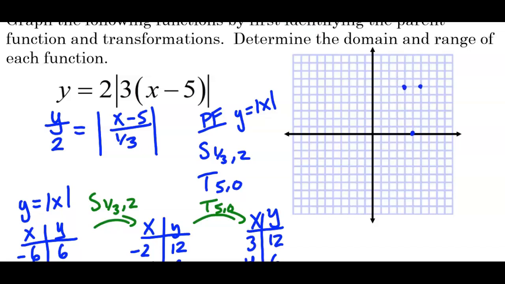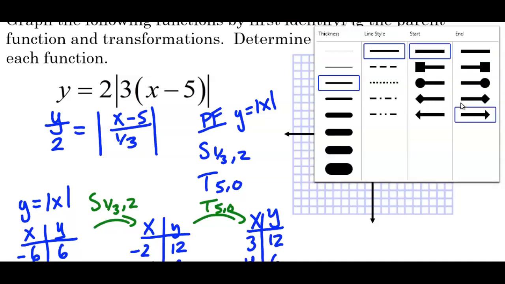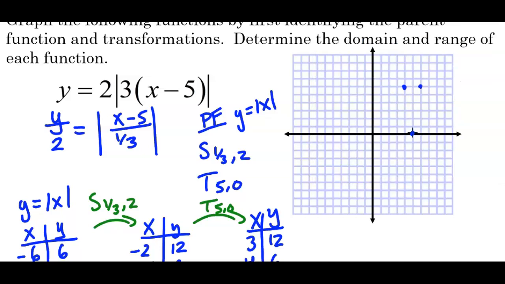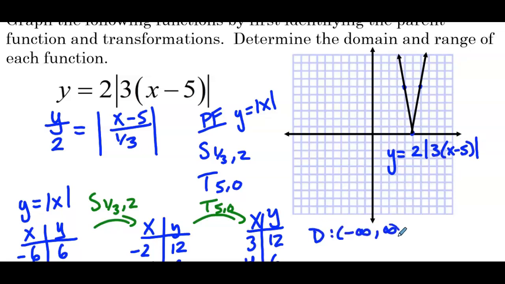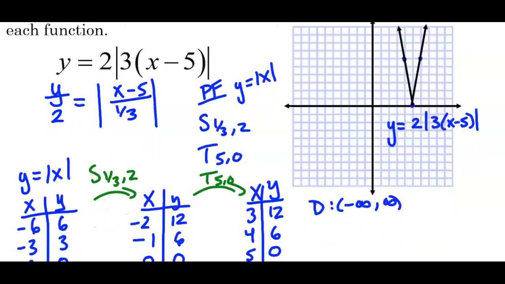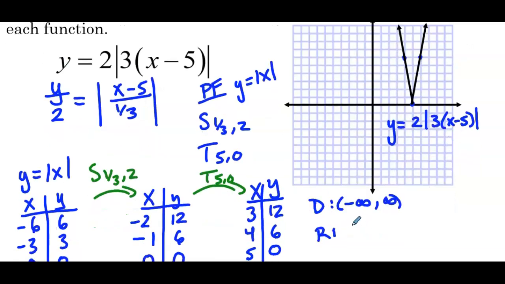I'll use the line tool so that it comes out nicely. Get an arrow at the end. Okay, so start at the vertex and go up. And start at the vertex and go up. So there we have the graph of y equals 2 times the absolute value of 3 times x minus 5. And we have a domain of all reals as we go left to right. And our range, working from bottom to top, we have 0 to infinity.